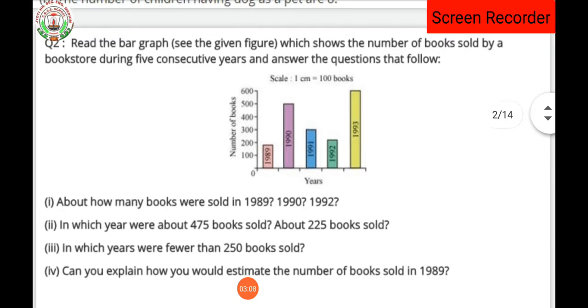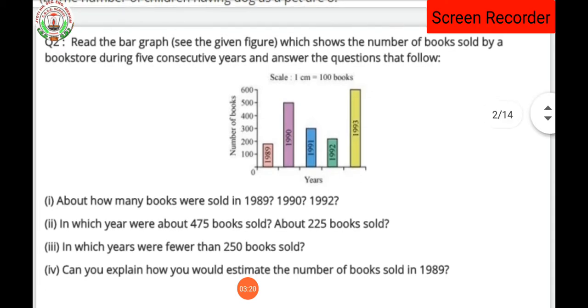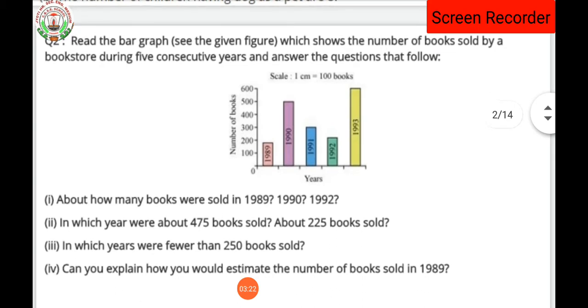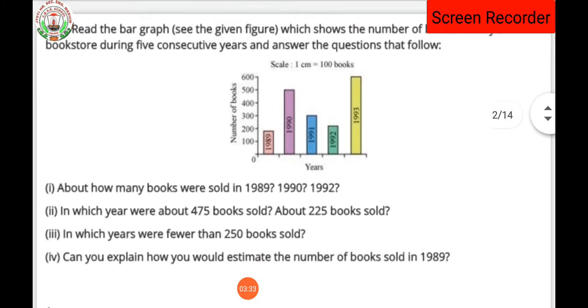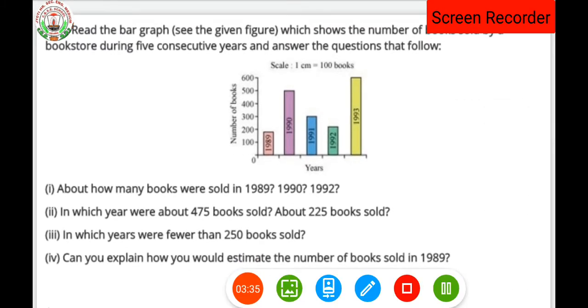Now look at question number 2. What is being given here? Read the bar graph. See the given figure which shows the number of books sold by a bookstore during 5 consecutive years and answer the following questions. That means again you have to see the graph which is given in question number 2, and then you have to answer the following questions. So before reading out the questions, just see what is said in the graph.